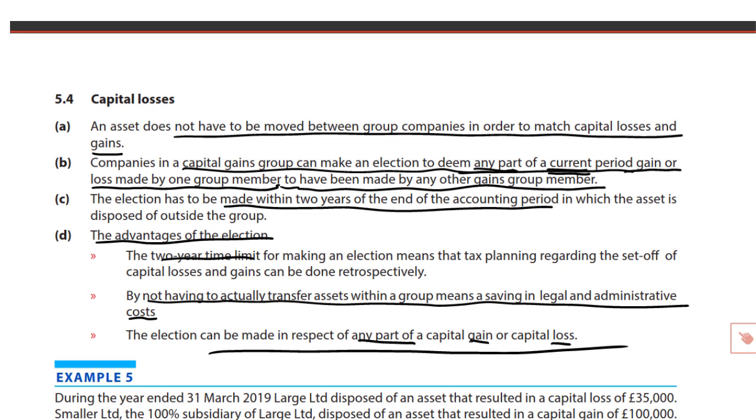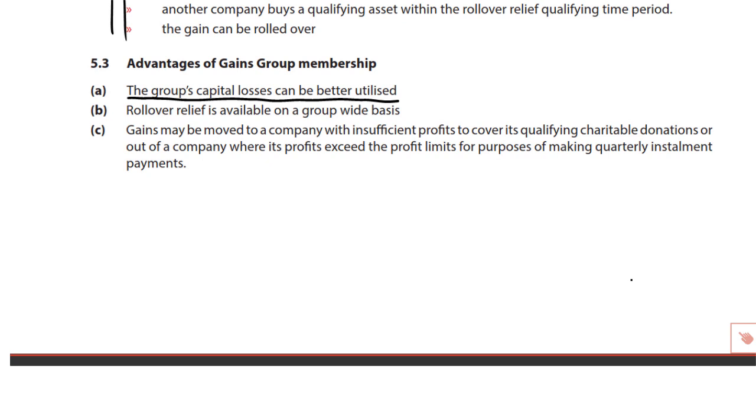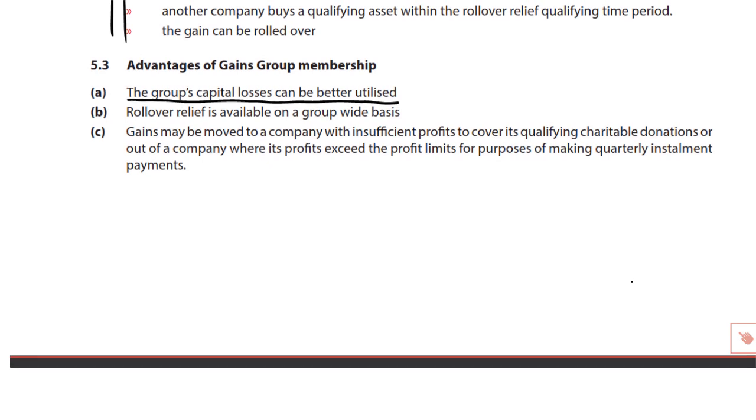Now then, in relation to these capital losses, the issues that we've come up with so far are to be able to net off gains against losses within the accounting period, so that we do not end up with the situation of paying tax on a gain in one gains group member while carrying forward a capital loss in another company. But there's another issue that we might here have to deal with. Another advantage of gains group membership. Gains may be moved to a company with insufficient profits to cover its qualifying charitable donations.